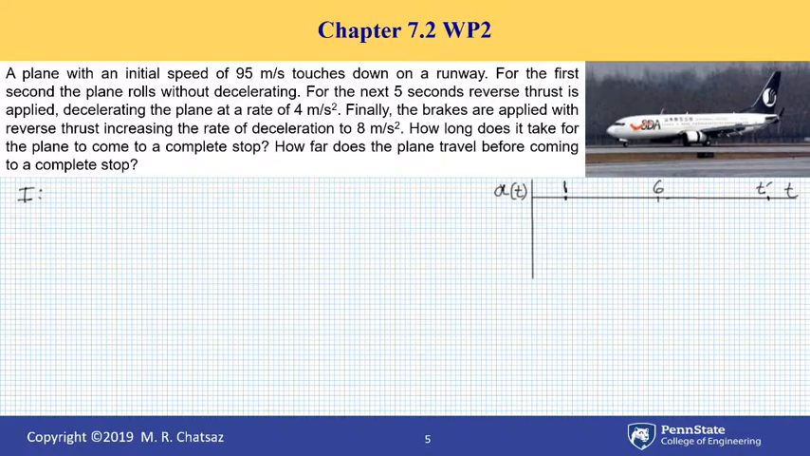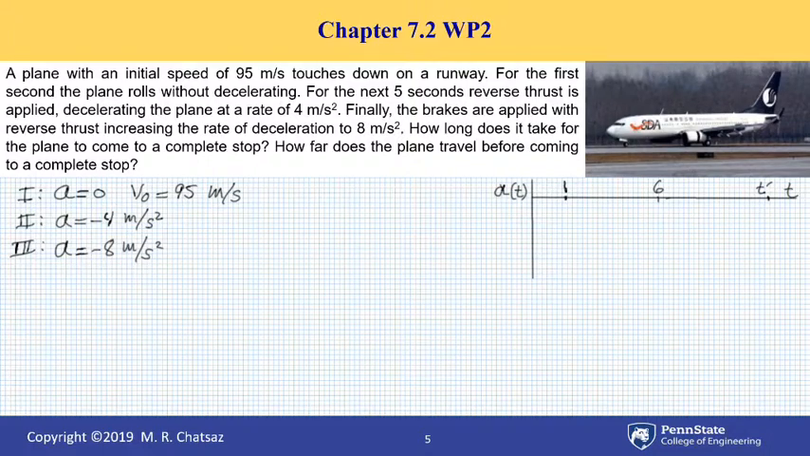Phase 1, acceleration is 0. Velocity, which is the same as initial velocity, remains at 95 meters per second during the first second. And then phase 2 of motion, acceleration is negative, meaning it is a deceleration of -4. And then for the third phase of motion, acceleration is -8 meters per second squared.